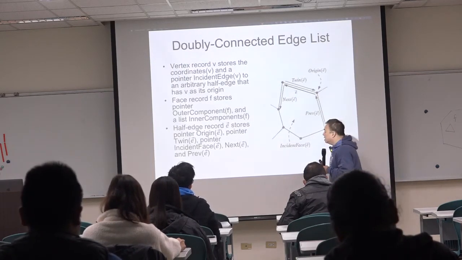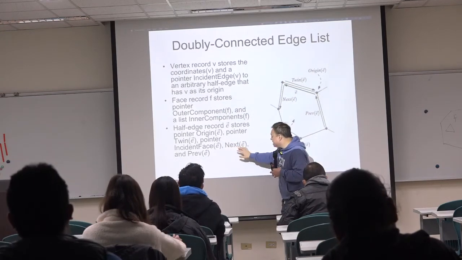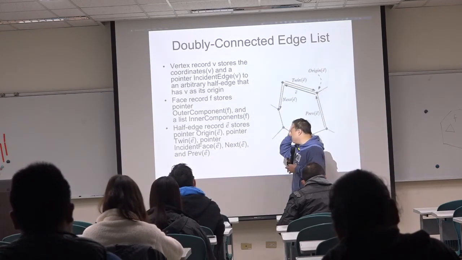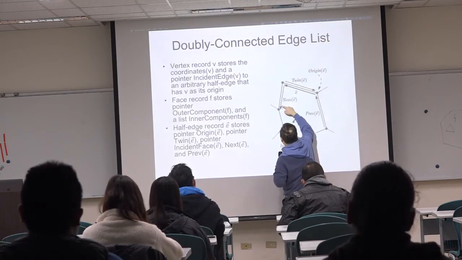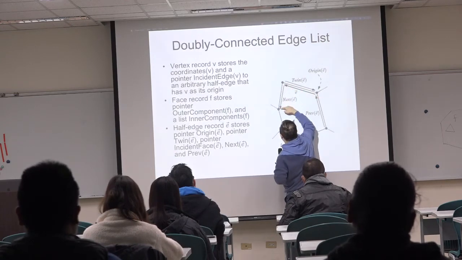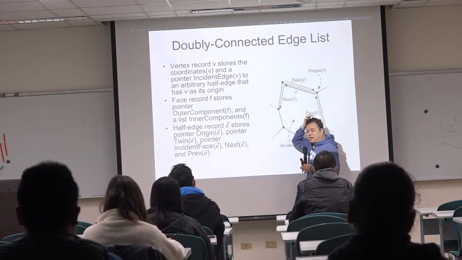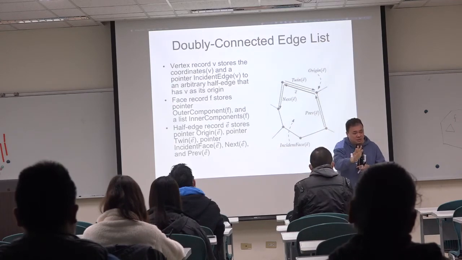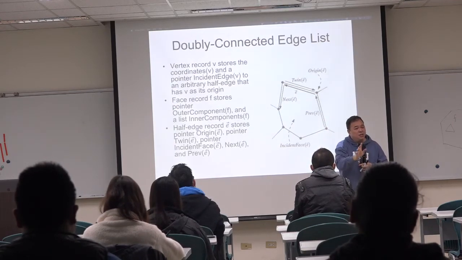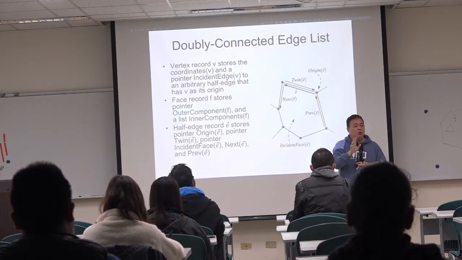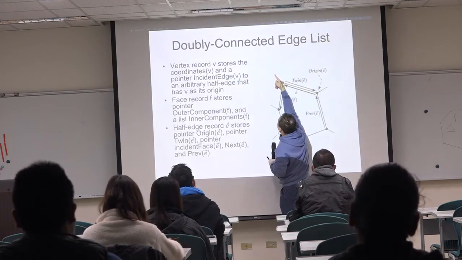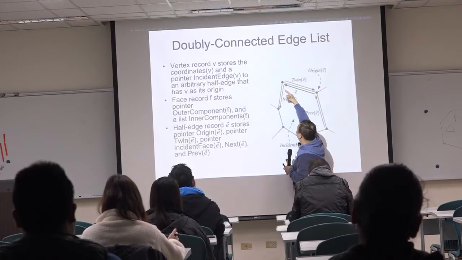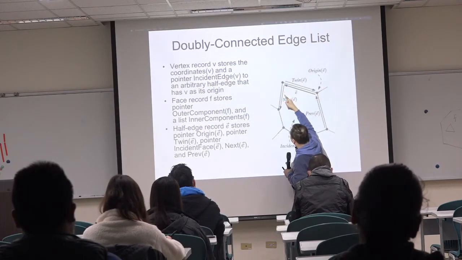And the next is the next half edge. For example, this is the next half edge. Of course, a half edge could have more than one possible next half edge. For example, you may have another branch to the top. So the next could point to this one, or it could point to the upper one.